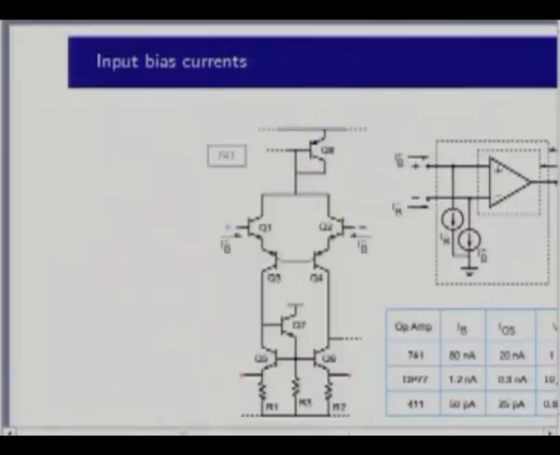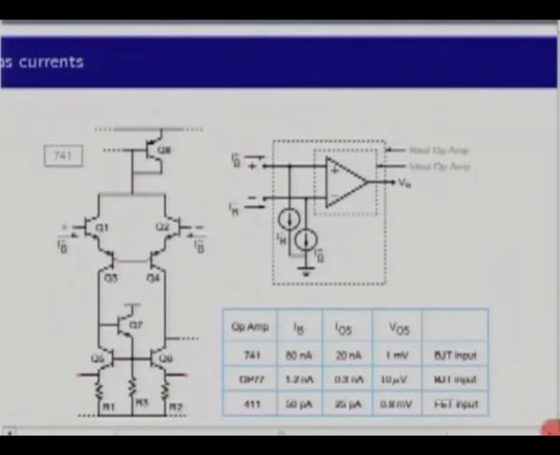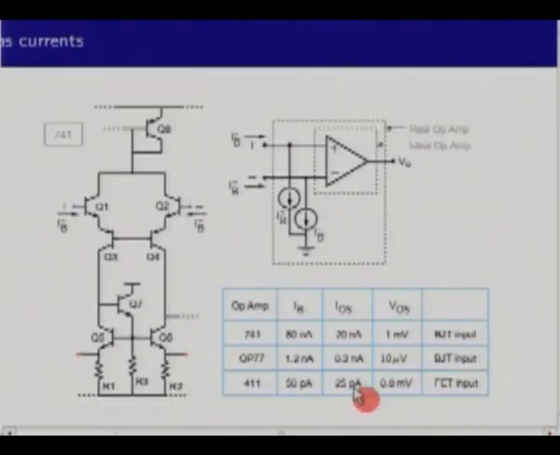This table may be interesting to you, and if somebody actually is building an application which requires the bias current to be very small, then appropriate op amps can be picked. For example, the 741 has got a bias current of 80 nanoamperes, an offset current of 20 nanoamperes, that means the difference between this current and that current, and an offset voltage of 1 millivolt.